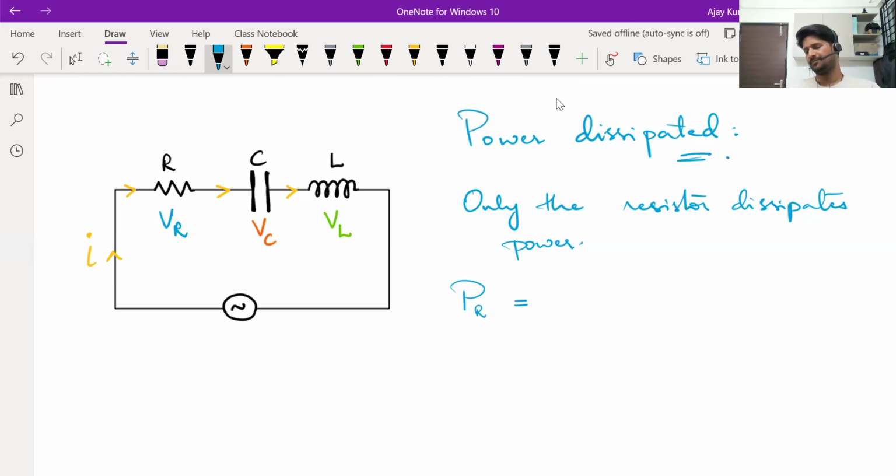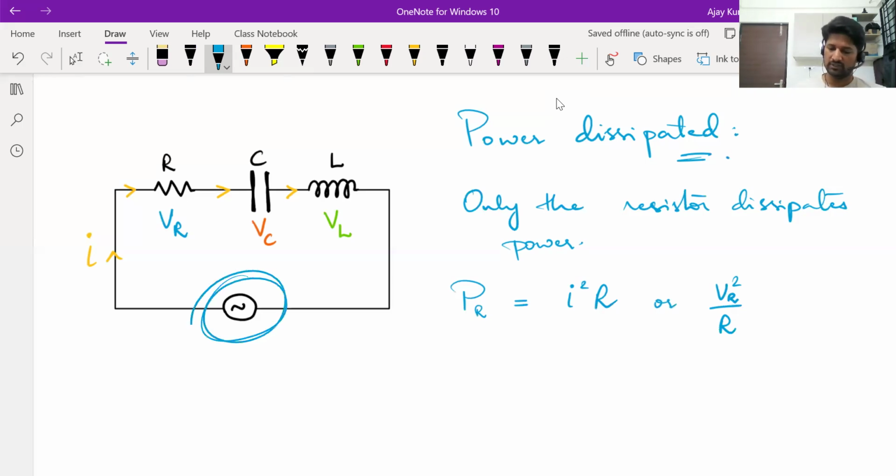General formula. I square R. Okay. You can use I square R, or you can use V square divided by R. Now, current through all of them is the same, so you don't have to particularly specify, but voltage is different across each element. So in an LCR series circuit, or when resistor is combined with some other element, you have to take the voltage particularly across the resistance and square it and divide by R.